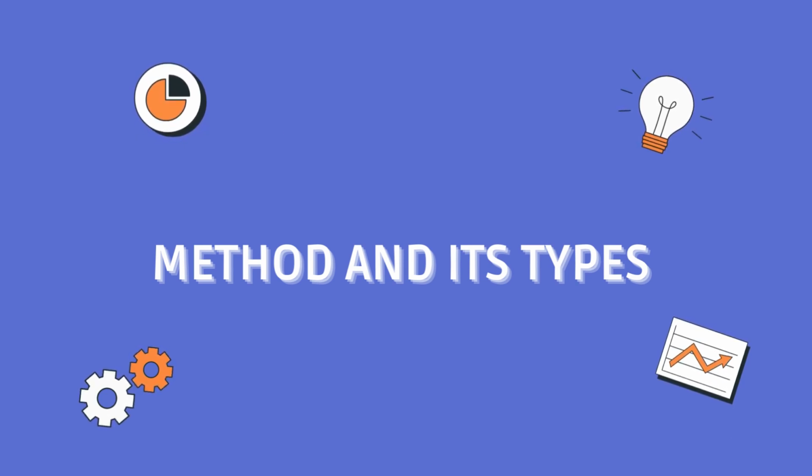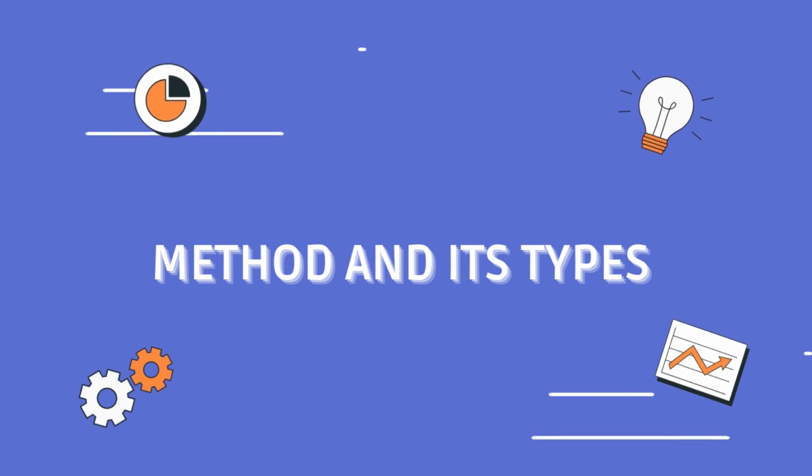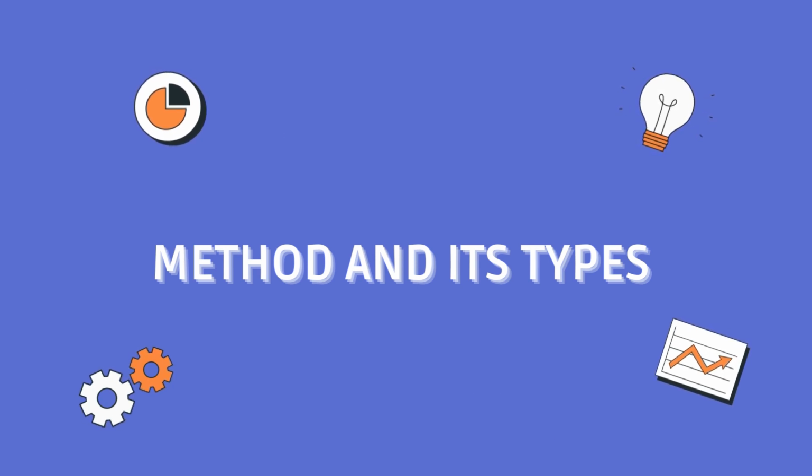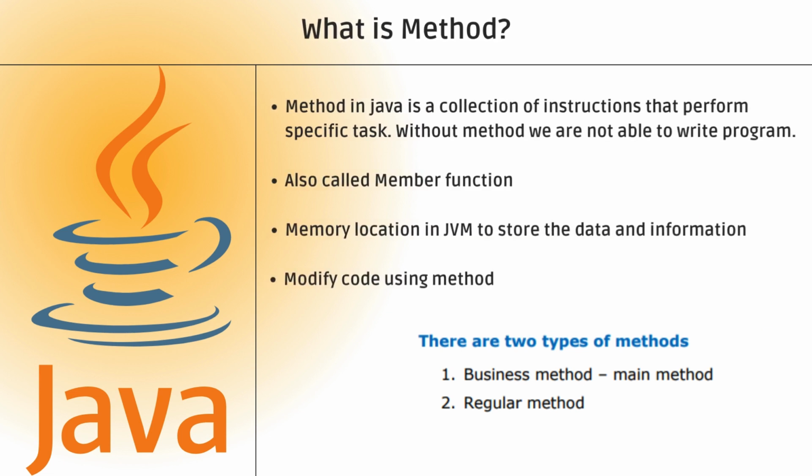So in this video, we are going to see what is a method and what types of methods we have in Java. So let's get started. In Java, every program needs a method. Without a method, we cannot write a program. Okay, so a method is nothing but a collection of instructions that perform a specific task. It is also called a member function.